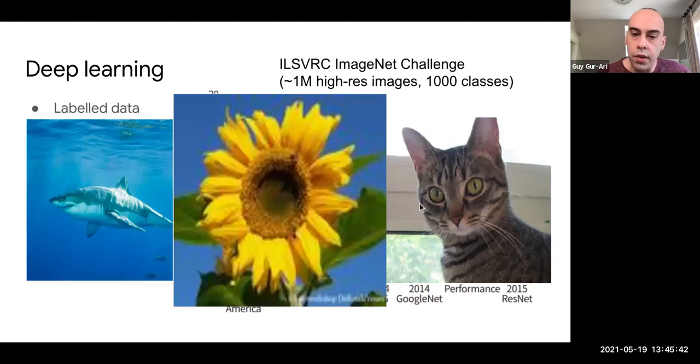These are some examples of images from ImageNet. So you can see these are high resolution images. In these cases, the objects are pretty simple to figure out. But this is what they kind of look like.